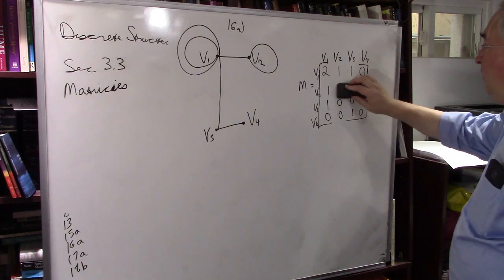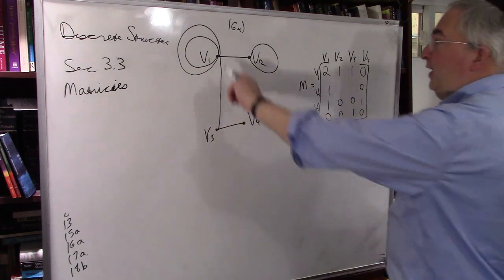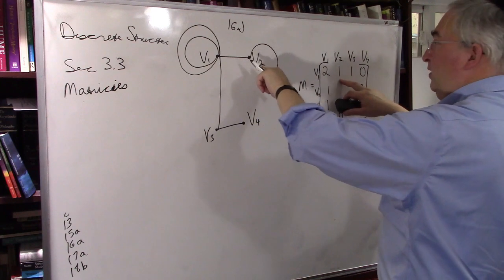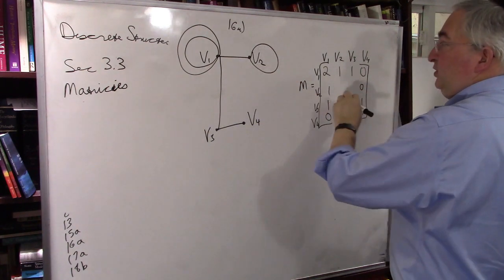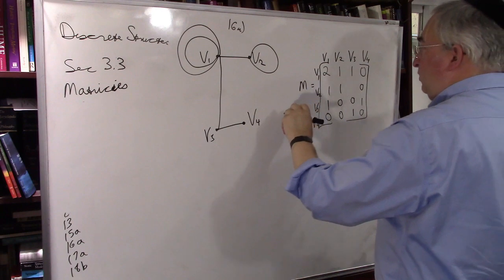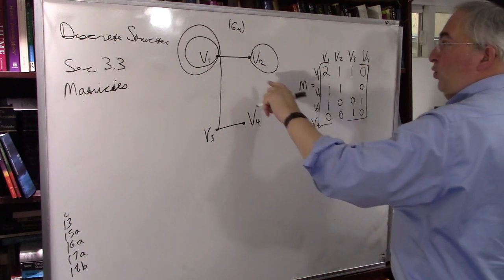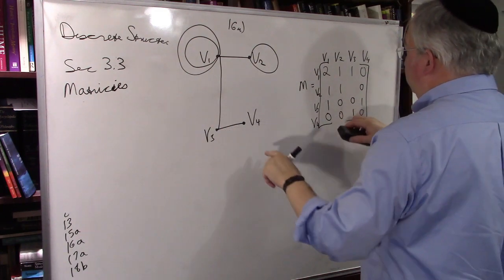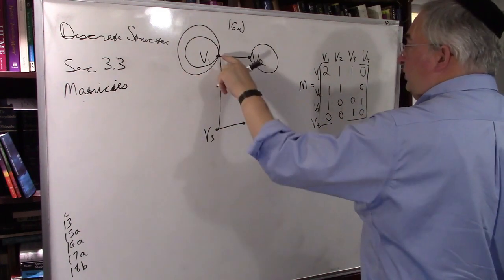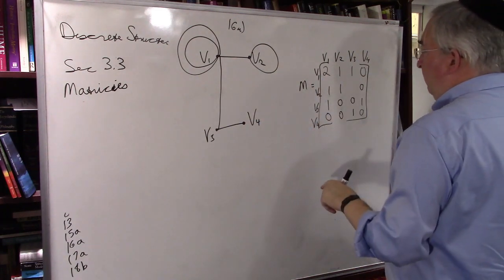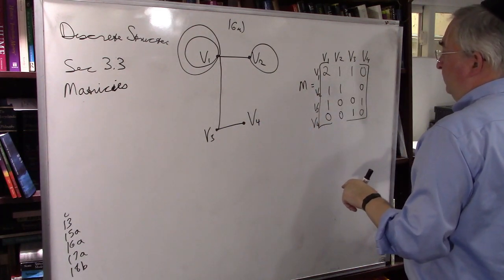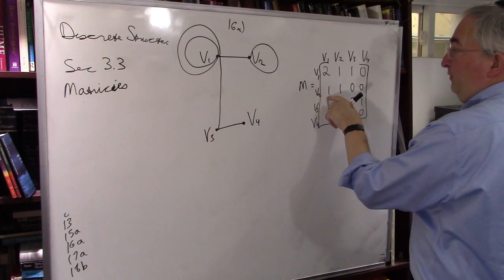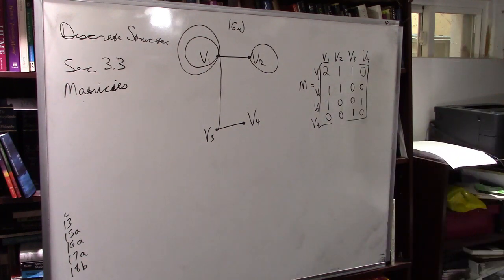Okay, this is wrong. We messed up. Okay, V1 to V1 is 2. V1 to V2 is 1. V2 to V2 is 1. V1 to V3 is 1. V3 to V2 is 1. V3 to V1. V2 to V1 is 1. V2 to V2. Okay, now it's good.